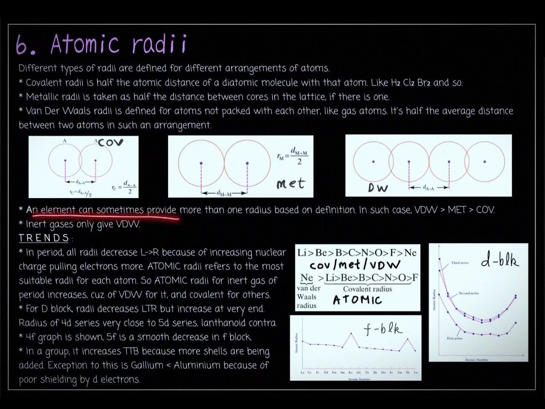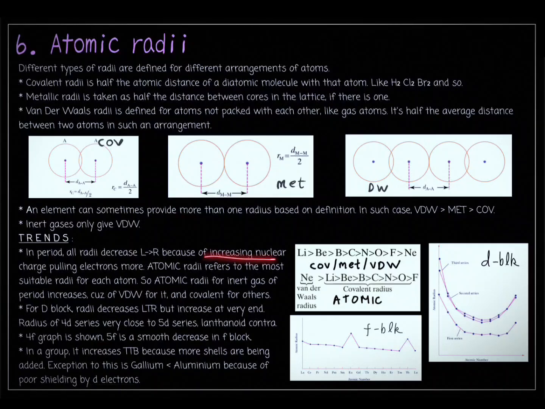And elements can provide more than one radius based on the definition, and if that happens, the van der Waals radius is understandably greater than metallic, which is greater than covalent. And inert gases only give van der Waals radius. What are the trends in atomic radii? Let's see. In a period, all types of radii individually decrease from left to right.